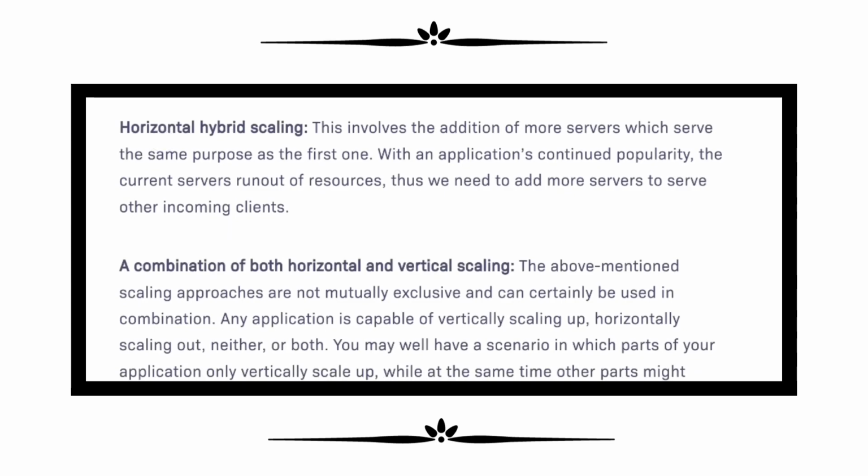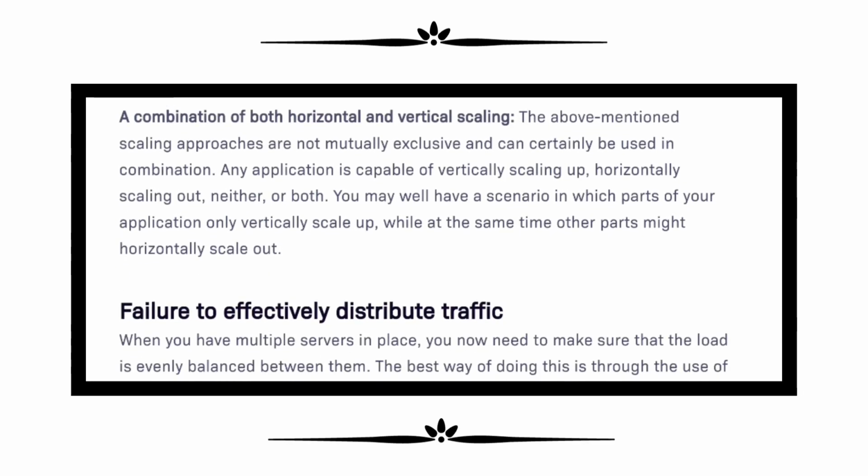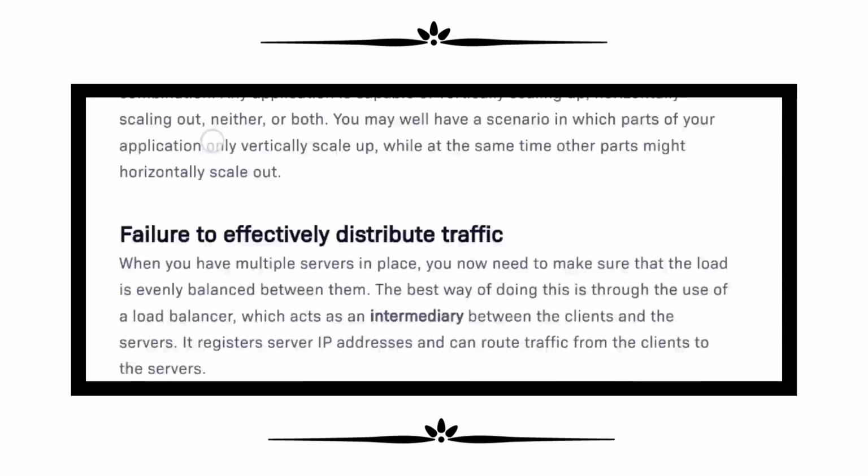Horizontal scaling. This involves the addition of more servers which serve the same purpose as the first one. With an application's continued popularity, the current server runs out of resources, thus we need to add more servers to serve other incoming clients. A combination of both horizontal and vertical scaling: the above-mentioned scaling approaches are not mutually exclusive and can certainly be used in combination. Any application is capable of vertically scaling up, horizontally scaling out, neither or both. You may well have a scenario in which part of your application only vertically scales up, while at the same time other parts might horizontally scale out.